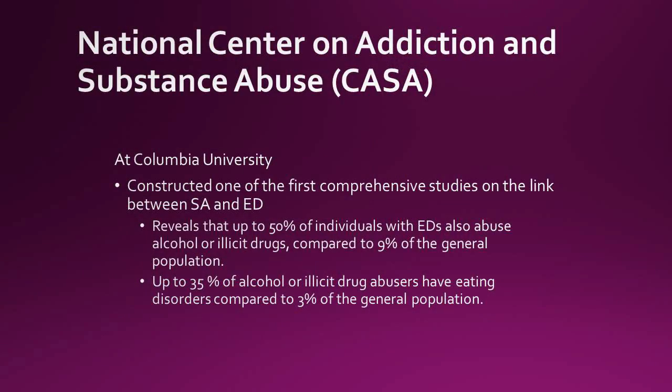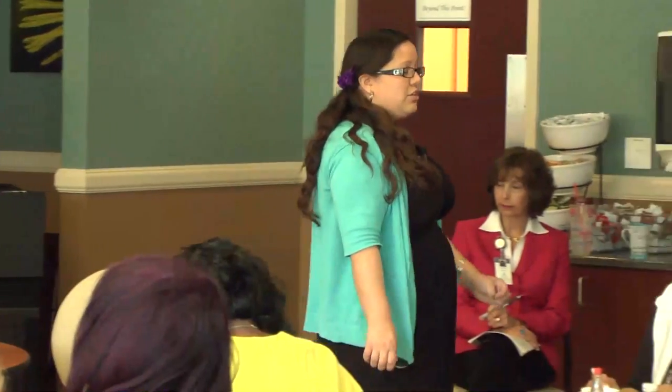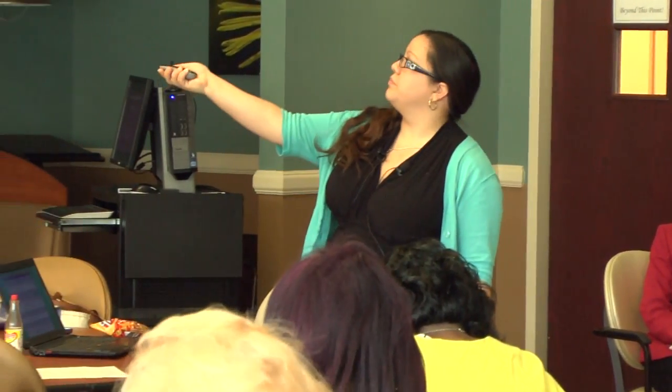The National Center on Addiction and Substance Abuse did one of the first comprehensive studies on the link between substance abuse and eating disorders and revealed that 50% of folks who have eating disorders tend to have abuse of alcohol or other drugs, compared to 9% of the general population. That is a significantly high difference. 35% of those who are alcohol or drug users have eating disorders compared to 3% of the population. So you know that there is a co-occurring piece of it. Is it food addiction? Is it behavioral? Is it guilt? Is it shame? There's just that co-occurring, there's that link between there.